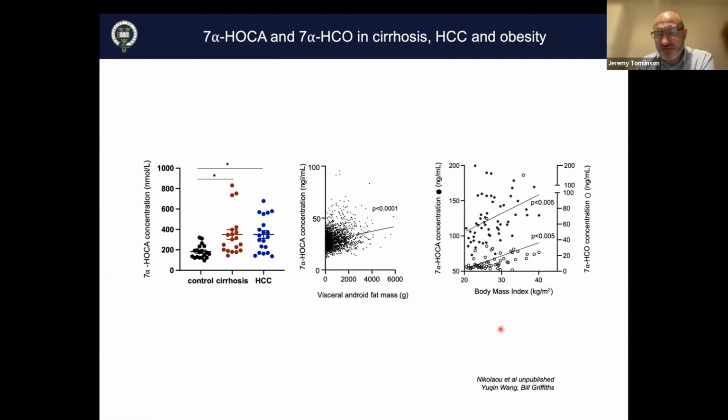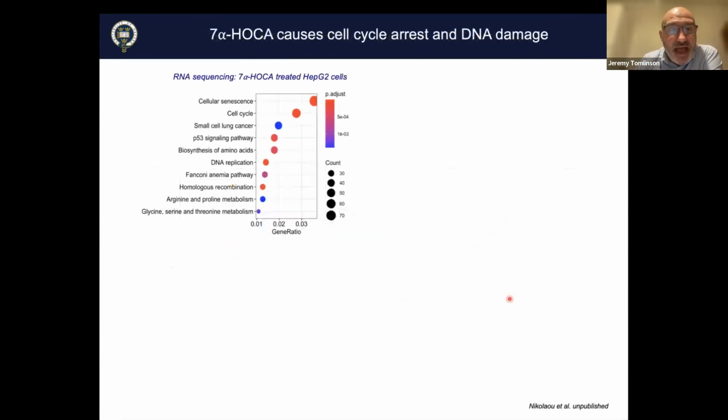And again, the final graph over here from Bill and Yukin shows both your 7-alpha HOCA levels and your 7-alpha hydroxycholesterol levels. And you can see, again, a very striking positive correlation of both those oxysterols with increasing body mass index, suggesting that there appears to be a relationship between these oxysterols and adverse metabolic features, be it cirrhosis, be it visceral fat mass, or be it body mass index, all of which we know are associated with adverse metabolic outcome.